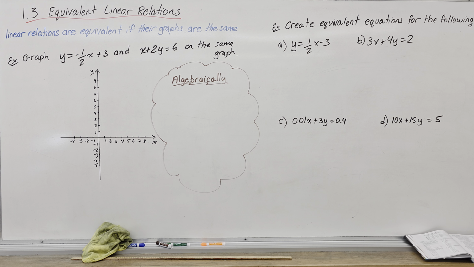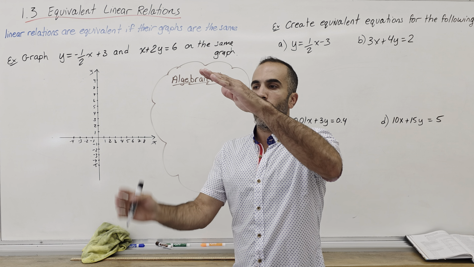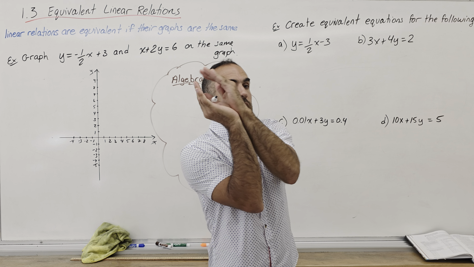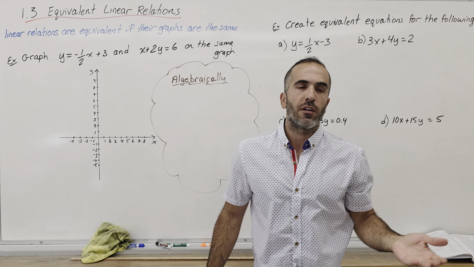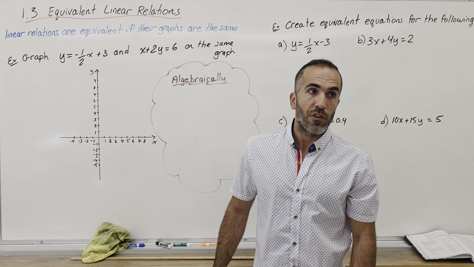Okay, 1.3, we are going to learn what equivalent linear relations are. So if you have a line and you have another line, these are not equivalent because they're two lines. But if they are the same line, they're equivalent. You might be thinking that's really easy. Things are hidden in math when things are the same.